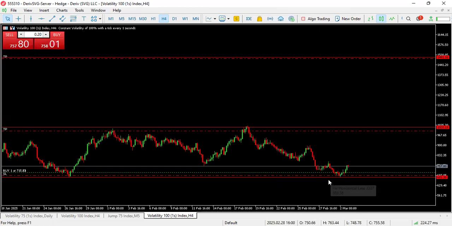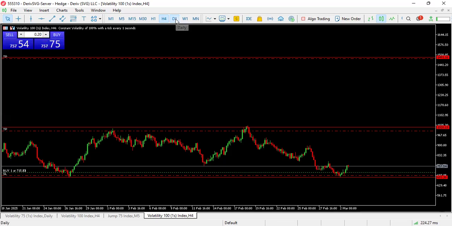The reason why I took this trade is because of what happened here. All right? Because of what happened here. There was a time price got here and it rallied to the upside. So already, because of what has happened in the past, I said, okay, I'm going to buy this market.